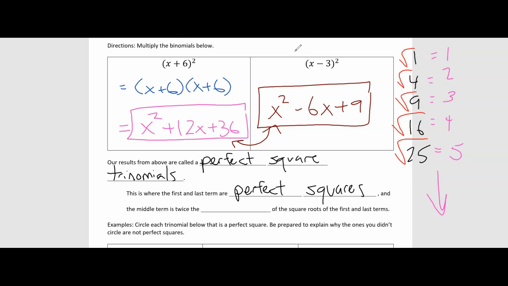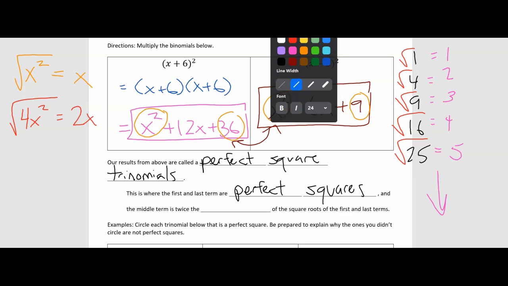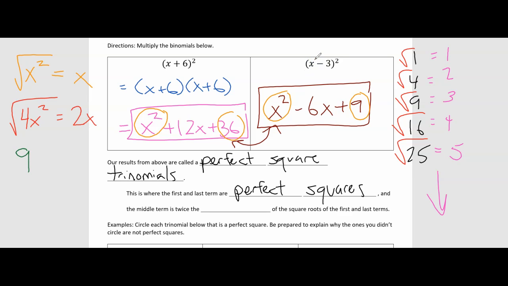You may think, well, what about the first term? I understand that the last term here, 9 and 36, those are perfect squares. But x squared, is that a perfect square? Well, if I take the square root of x squared, that just gives me x. Some other examples that include a variable would be something like 4x squared. If I take the square root of this, it will just give me 2x. Maybe I have something like 9x to the 4th. If I take the square root, I'll get 3x squared.